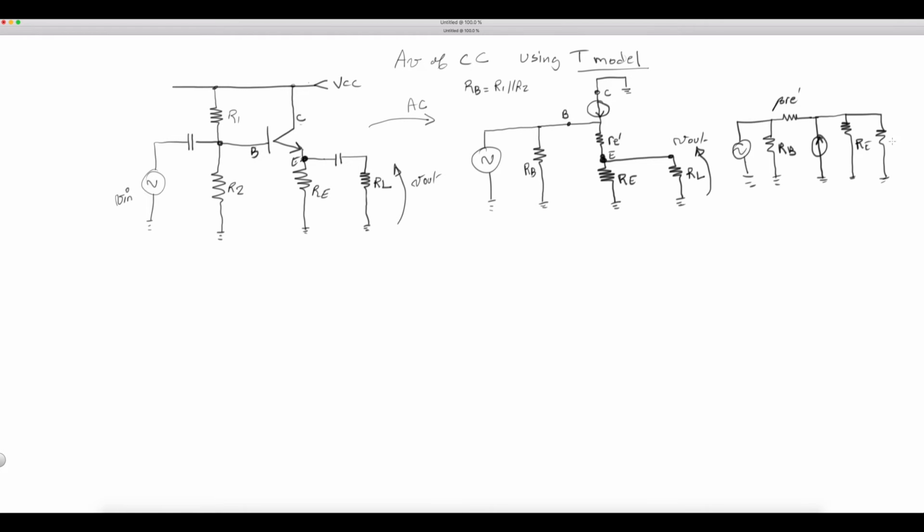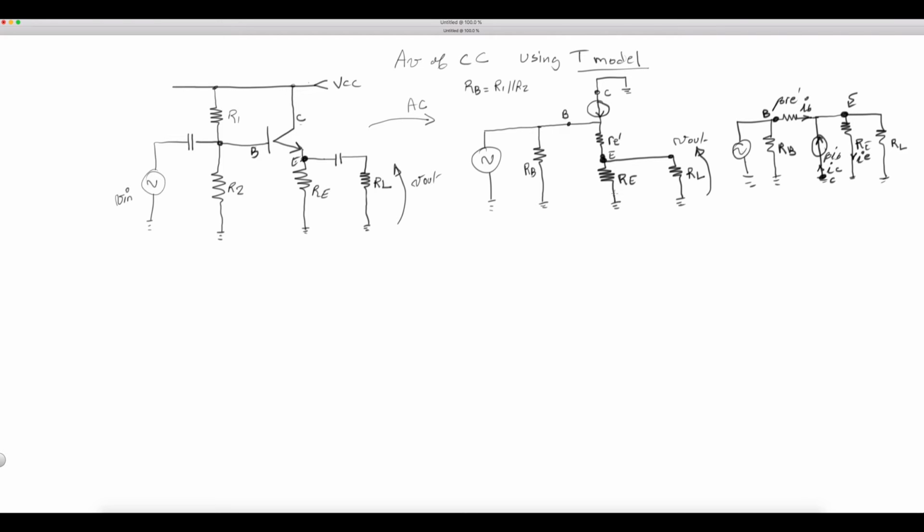That would be RE, RL, and this current source here is simply beta IB, or in other words, it's the current IC, right? The collector is going to be here. The base is going to be here. The emitter is going to be right here. Okay? And then the current going through beta RE is IB. And the current going through RE is IE here.